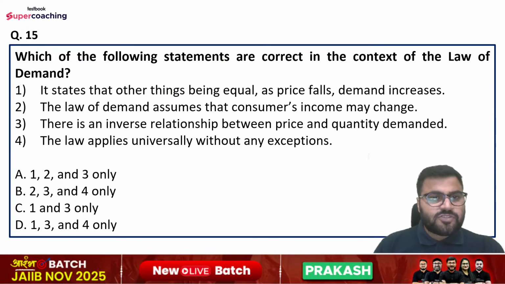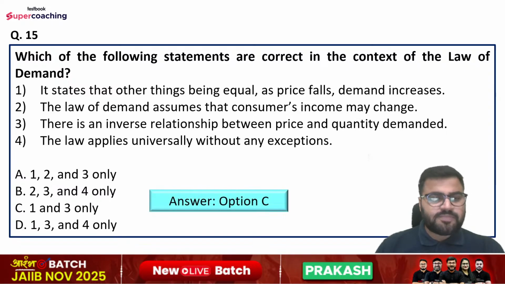Question number 15: which of the following statements are correct in the context of law of demand? Statements are: other things being equal, as price falls, demand increases. The law of demand assumes that consumers' income may change. There is an inverse relationship between price and the quantity demanded. The law applies universally without any exceptions. Options are first, second, and third only; second, third, and fourth only; first and third only; or first, third, and fourth only. So what is the right answer? Option C, that is first and third only.